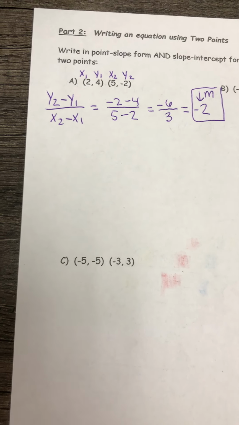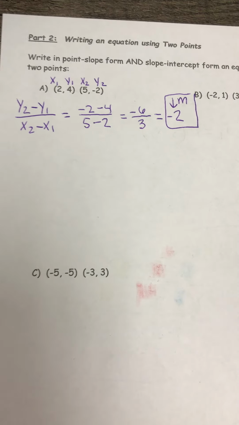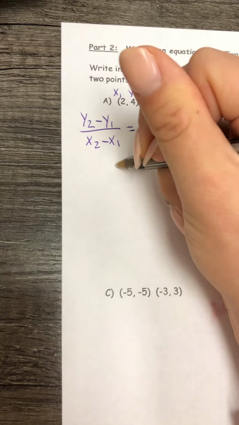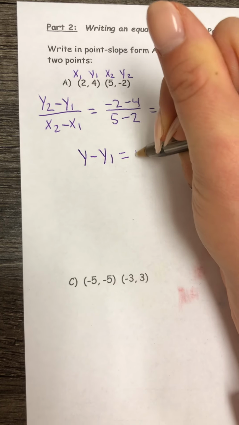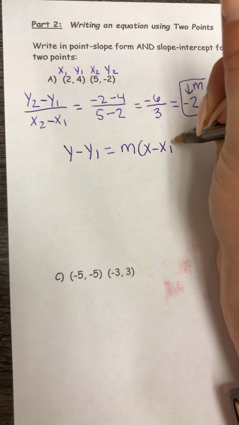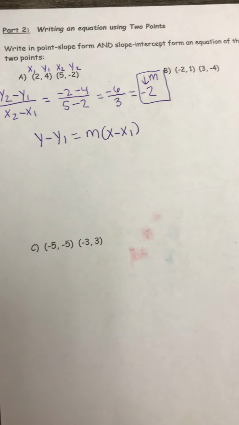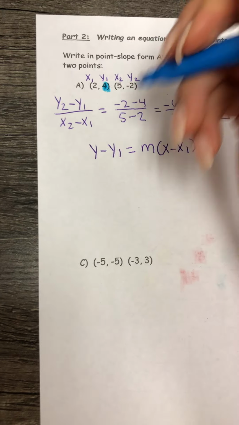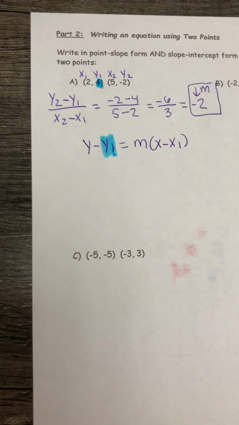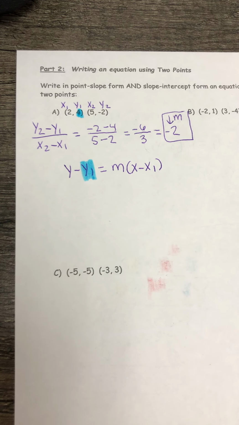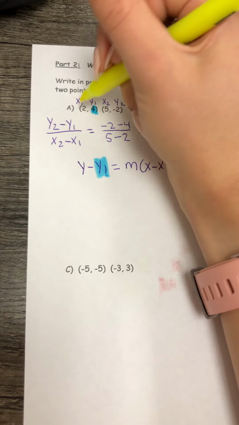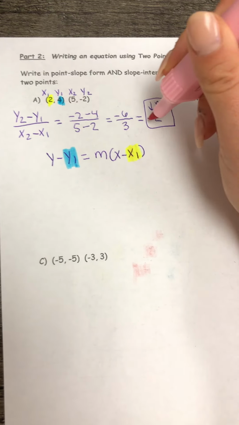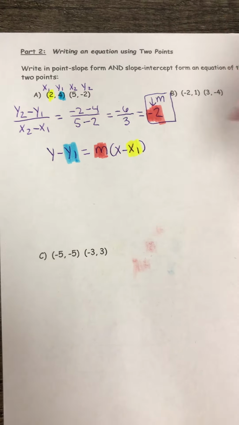So now that I have found my slope, I'm going to do what I did on the front. Okay, so that was my change. So I'm going to rewrite my equation, which is y minus y1 equal to m times the quantity x minus x1. My y1 is 4. My x1 is 2. And my m, which I found alone, is -2.